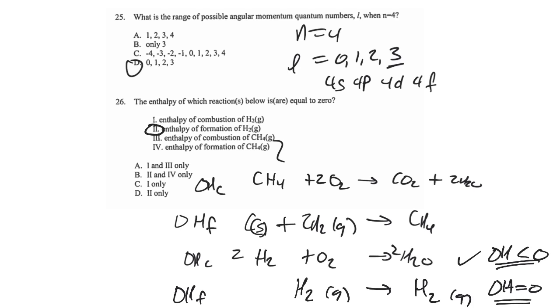Same thing for the combustion of methane. We know energy is being released here. We know that's an exothermic reaction. Now, the formation reaction, I may not know if this is positive or negative, but for forming compounds, they have some enthalpy associated with forming a compound. It's only the elements that have 0 enthalpies of formation by definition. So we're only looking at 2 here as being the only answer.